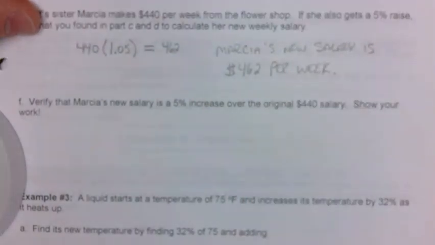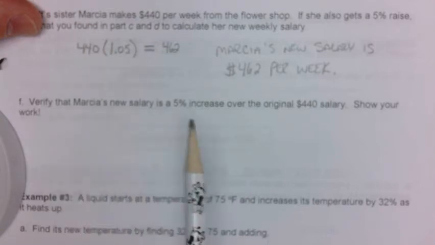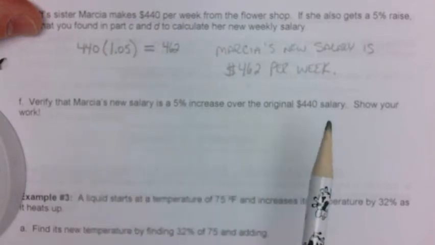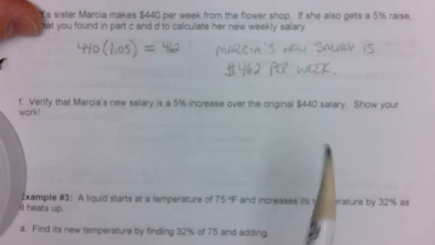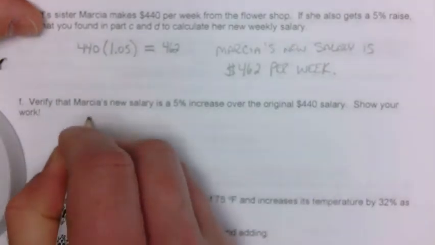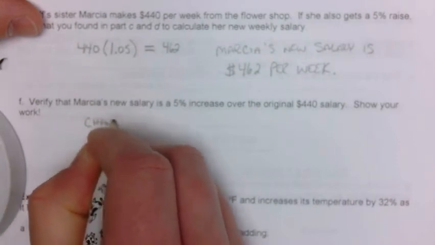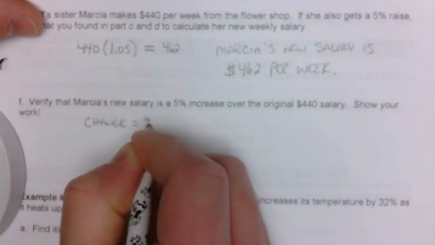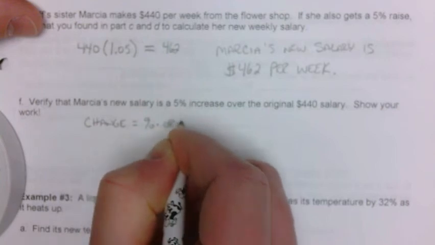Okay. Well, verify, letter F, verify that Marcia's new salary is a 5% increase over the original $440 salary. Show your work. Okay, well, in order to help us, we'll use our percent change equation. Change is a percentage of the original amount.